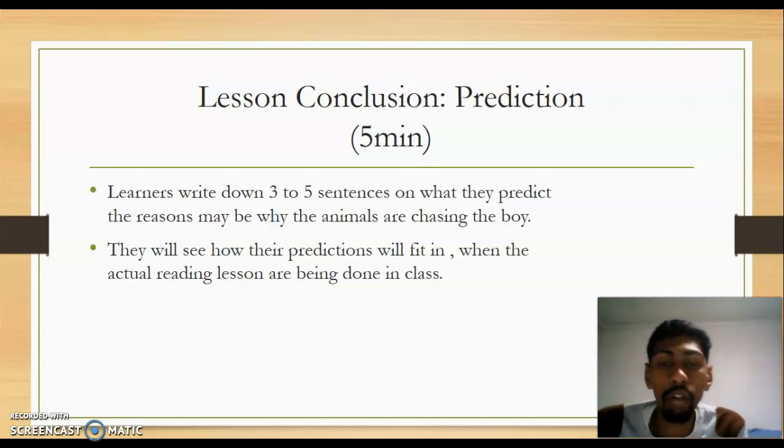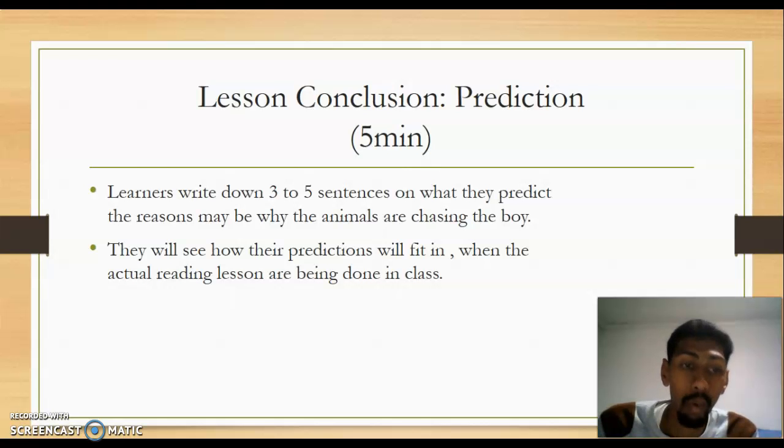Then the lesson conclusion, which is the prediction, will take about 5 minutes. Learners write down 3 to 5 sentences on what they predict the reason may be why the animals are chasing the boy, and then they will see how the prediction fits in when the actual reading lesson is being done in class.